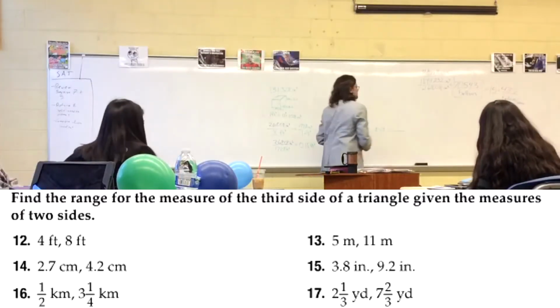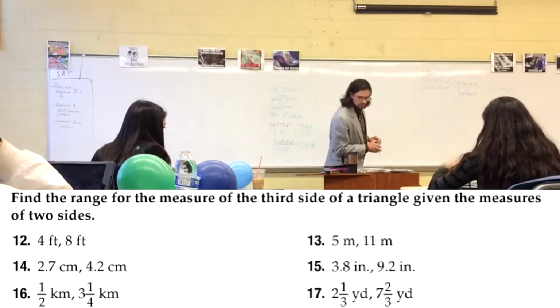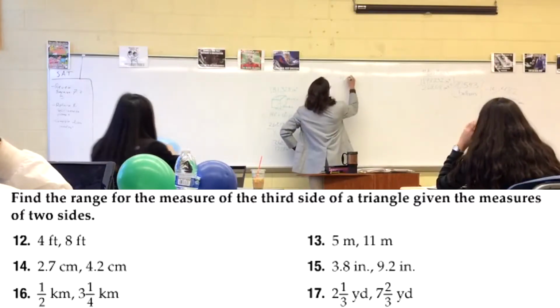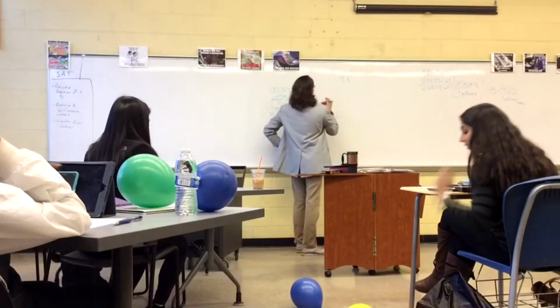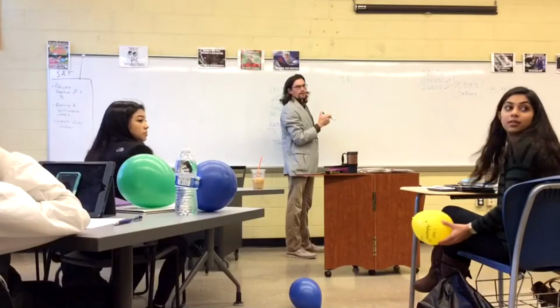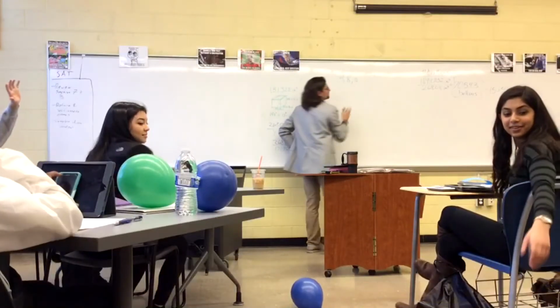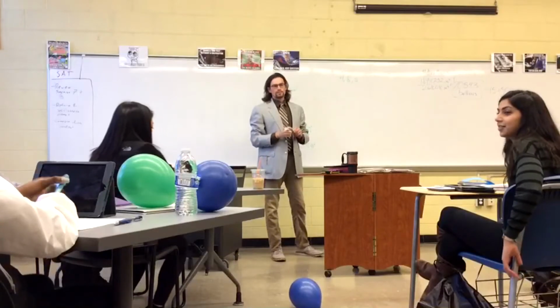So 12, 14, and 16, again, what Jordan mentioned, what were the side measures? 4 and 8. Give your third side measure some dummy variable.